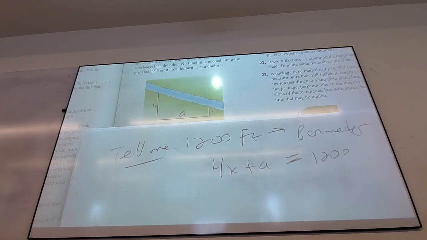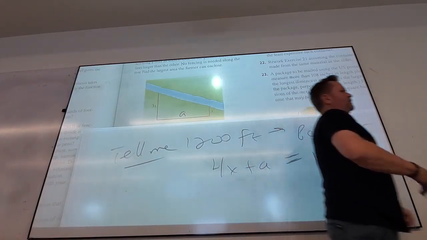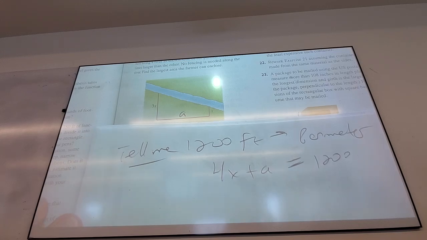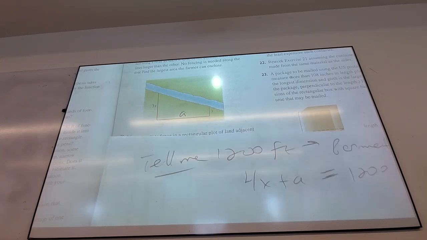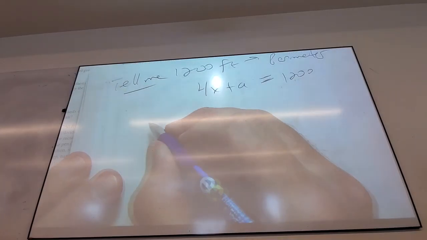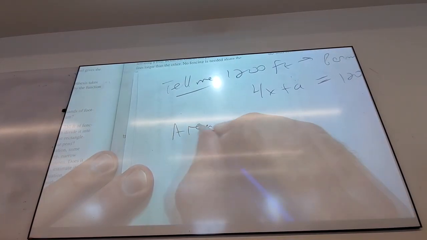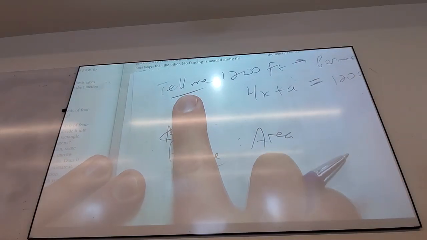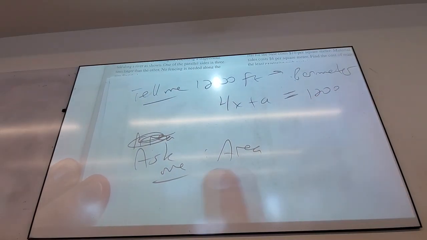Then they're going to have something they ask me about. What is it they ask me about? What geometrical idea do they ask me about? The area. So, what shape is this? A trapezoid. I'm glad we're doing this problem, just to show you. They tell me perimeter, they ask me area.